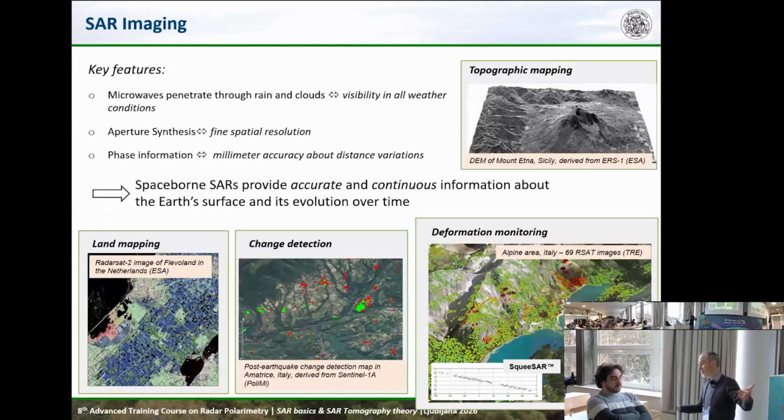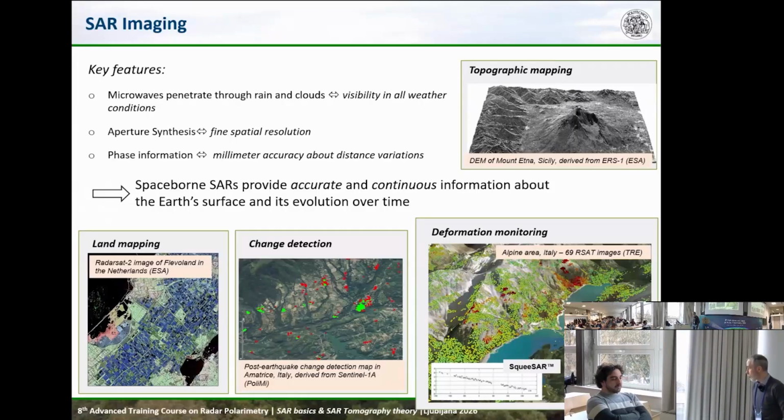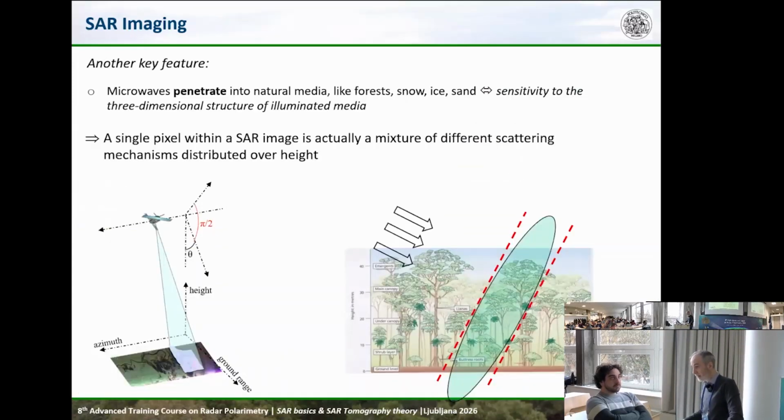And by this, synthetic aperture radars are now ubiquitous in remote sensing. They are used for land mapping, for change detection, for topographic mapping, to map deformation. This is one of the most important applications. But there is more to it.